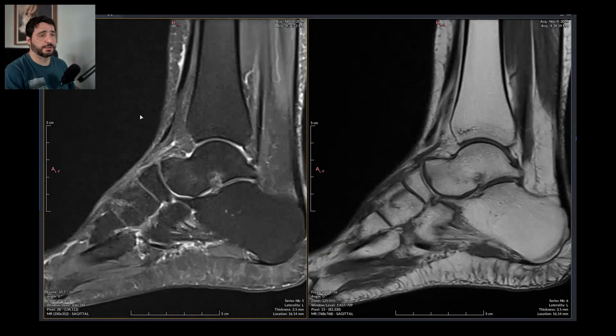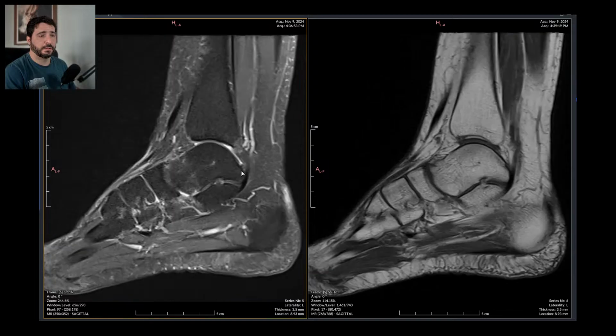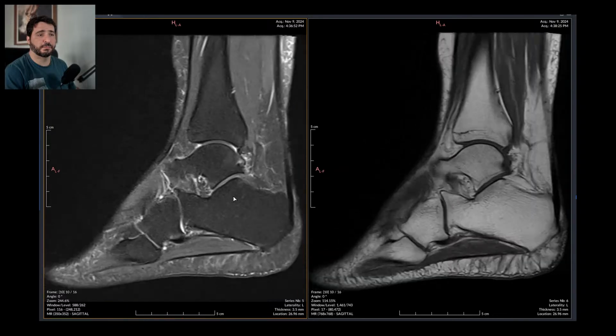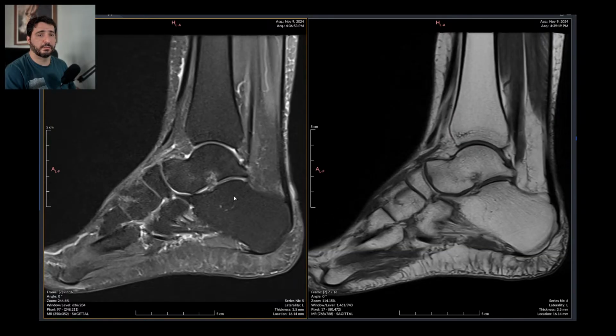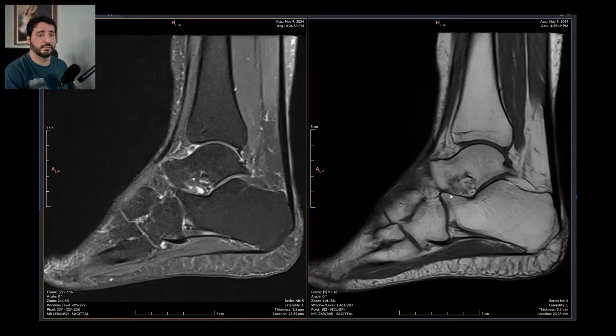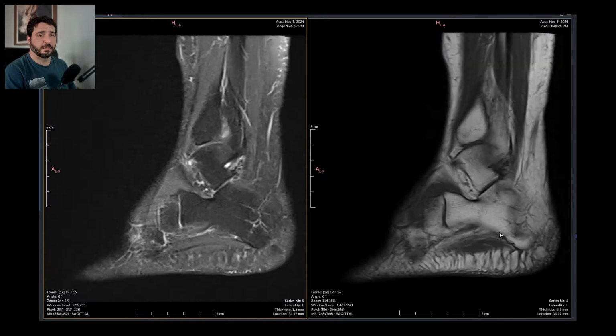Let's see on the sagittal view. There doesn't seem to be any classical sign of arthrosis, just a small effusion right there on the talocrural joint. There is some very tiny degenerative process right there, which is very common on the talonavicular joint. Nothing major.